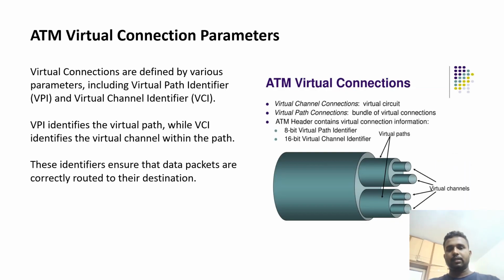ATM virtual connection parameters. Virtual connections are defined by various parameters, including virtual path identifier, VPI, and virtual channel identifier, VCI. VPI identifies the virtual path, while VCI identifies the virtual connection within the path. This identifier ensures that data packets are correctly routed to their destination.